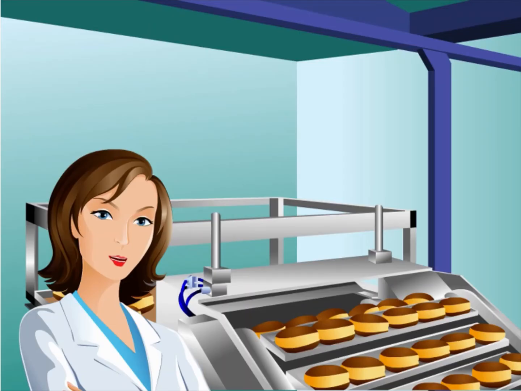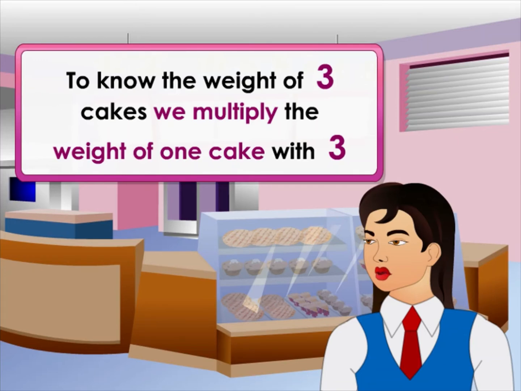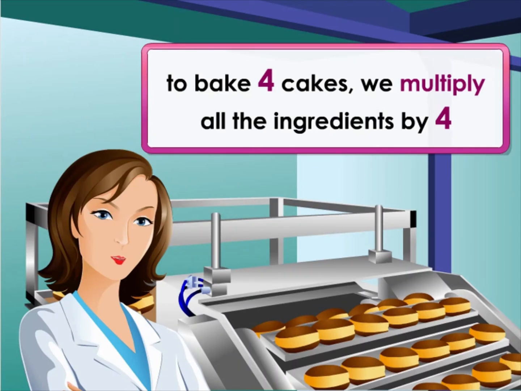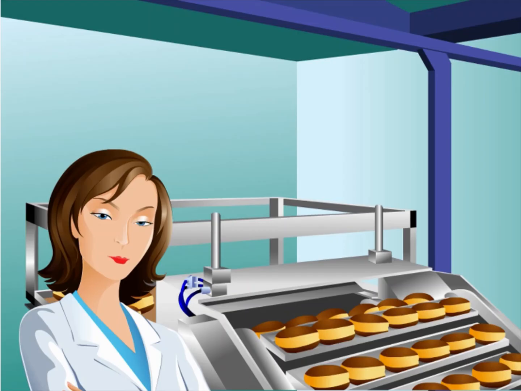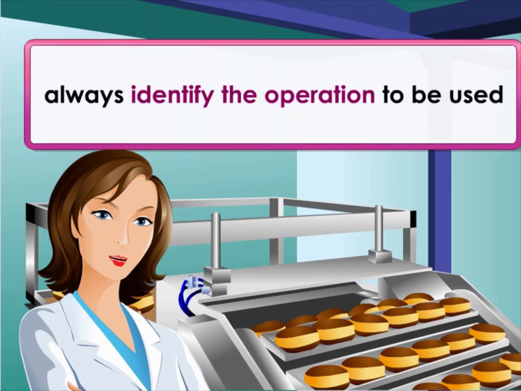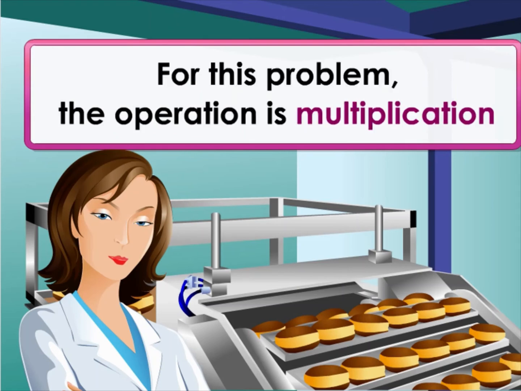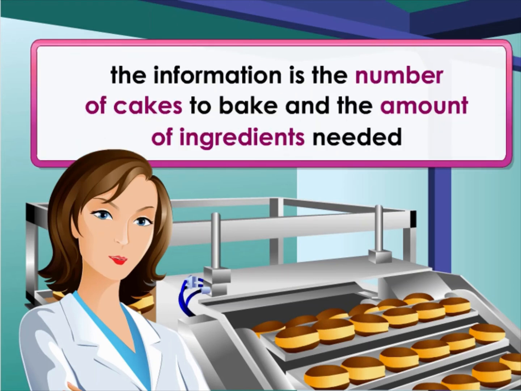Now to solve the problem, what do we do? To know the weight of 3 cakes, we multiply the weight of 1 cake with 3. Yes. Now as we want to bake 4 cakes, we multiply all the ingredients by 4. Okay. That means we'll know how much of flour, butter, water, milk and cocoa powder to use. Yes. And there is a mathematical problem. We must always identify the operation to be used when we collect the necessary information. For this problem, the operation is multiplication and the information is the number of cakes to bake and the amount of ingredients needed. Then we solve the problem.